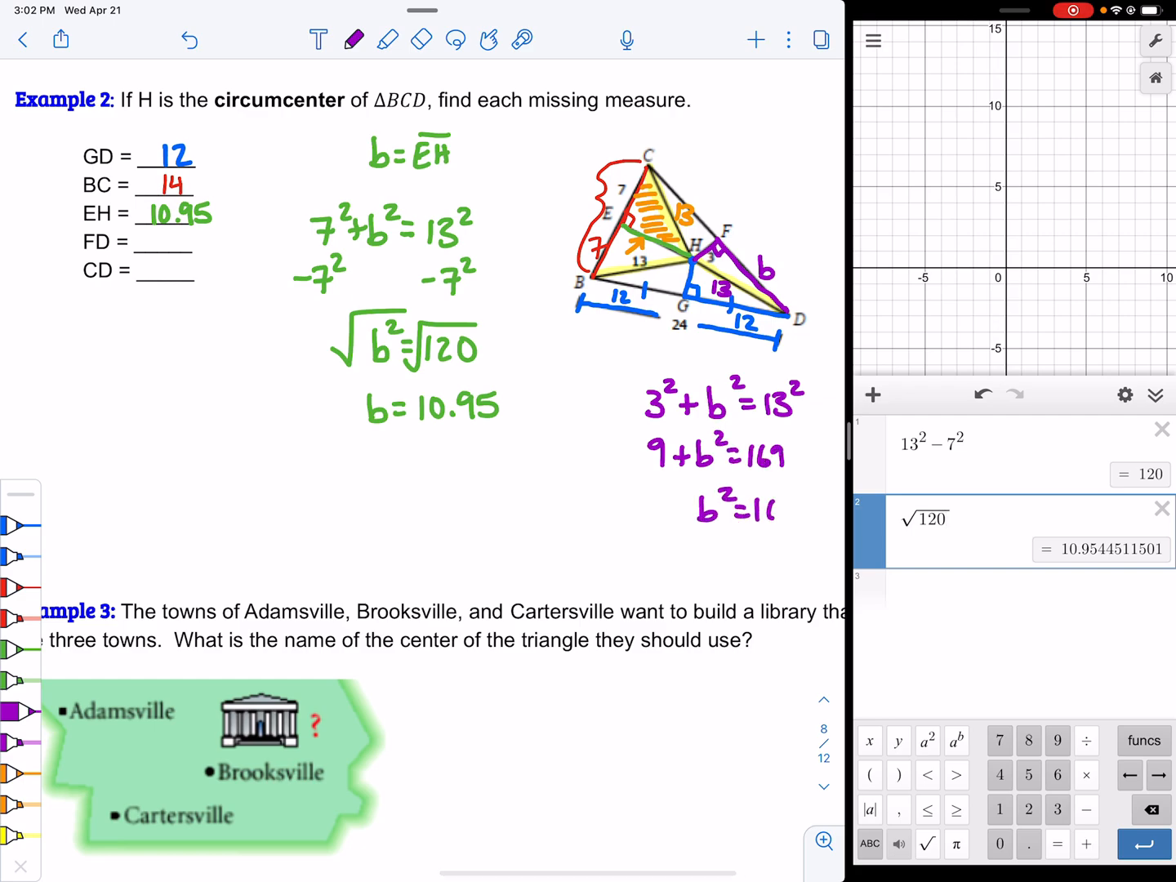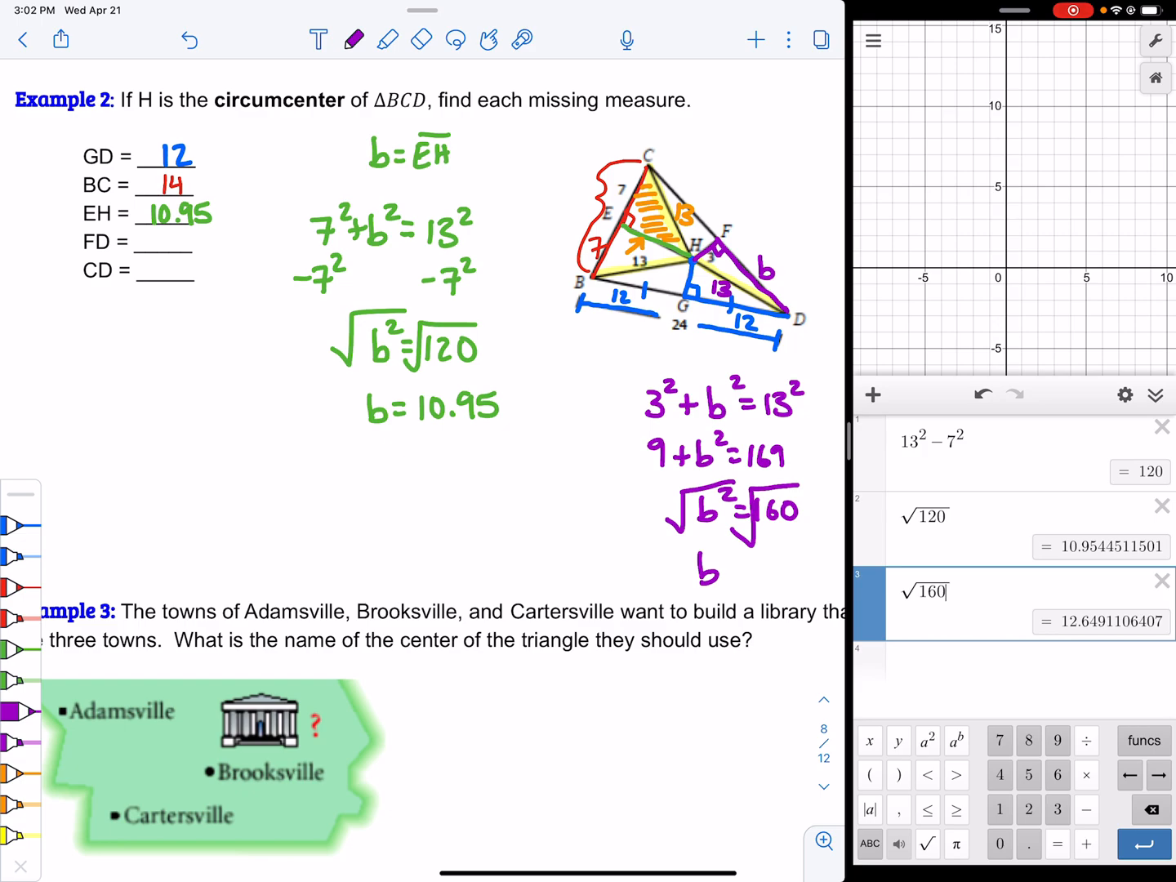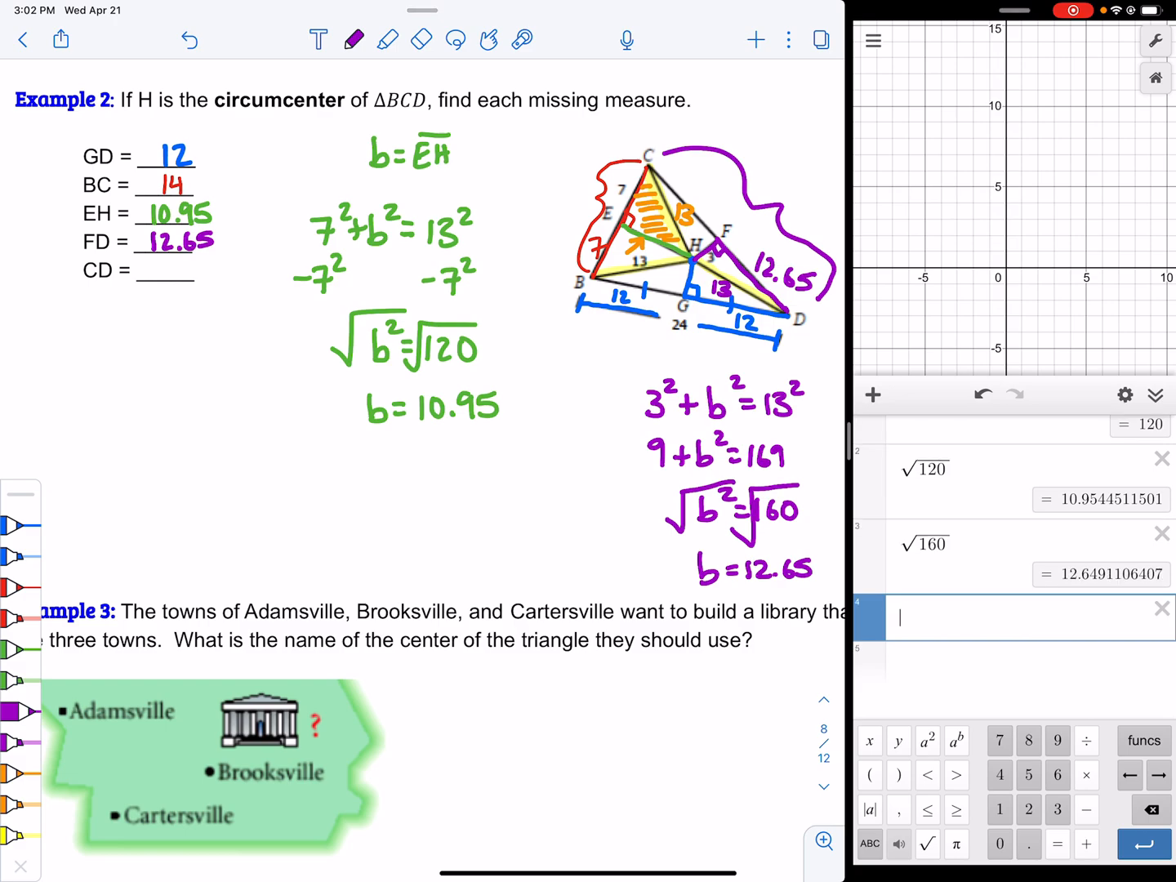And if we subtract 9, we get 160. And then we just have to take the square root of 160 to finish it up. So 160, the square root of that would be 12.65. And I'm just going to put it right there on the side of the triangle and over here on my answers. So 12.65 is the length of FD. And then they asked us to find CD, which would be the total. So let's just multiply that by 2, 12.65 times 2. And we get 25.3.